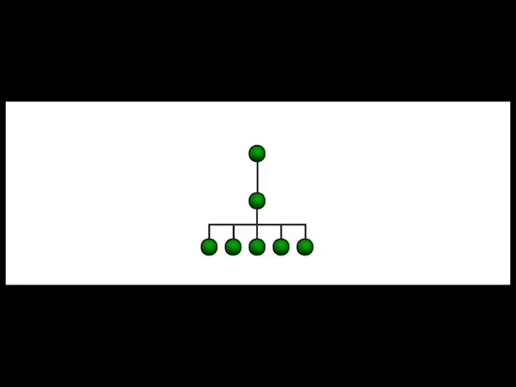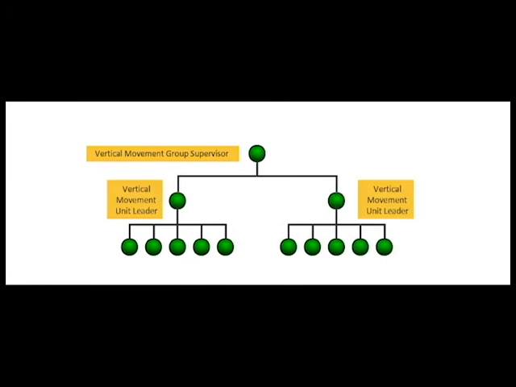Similarly, if a large number of elevators, stairways, and escalators are used concurrently with multiple vertical movement teams, a manageable span of control is maintained by assigning a group supervisor to the vertical movement function. If more vertical movement teams are needed, then one vertical movement group supervisor can oversee up to 5 vertical movement unit leaders assigned to organize teams and allocate resources.